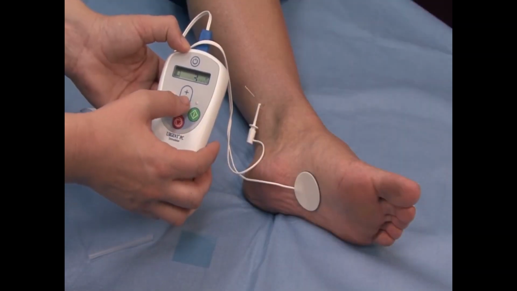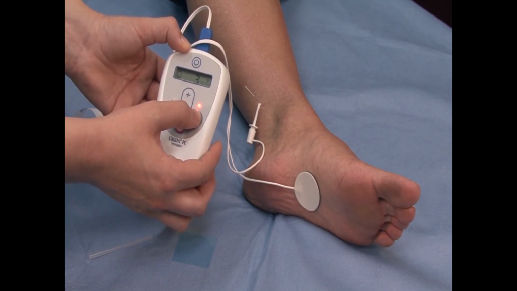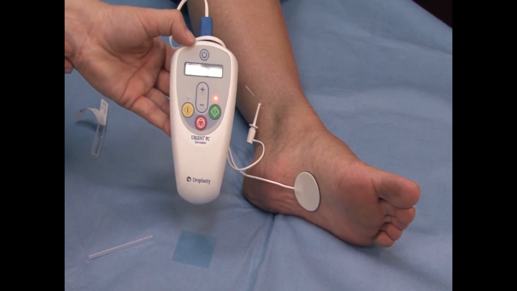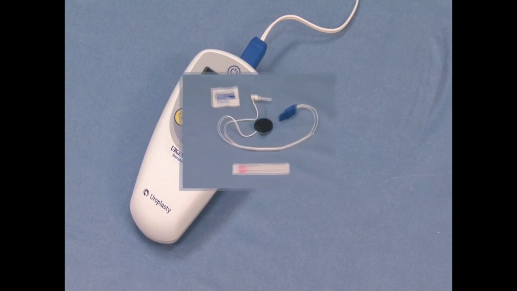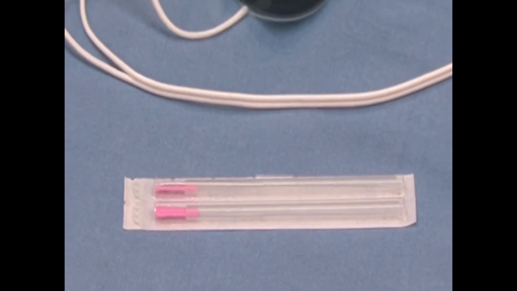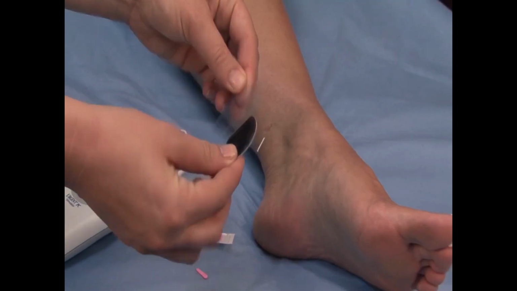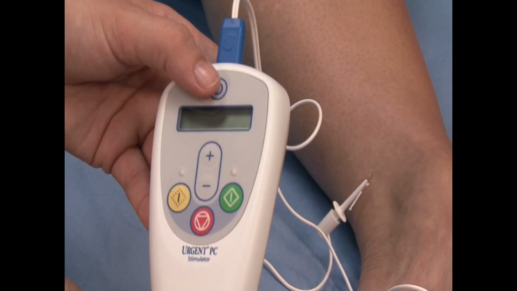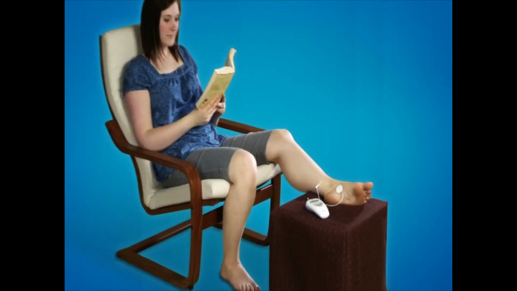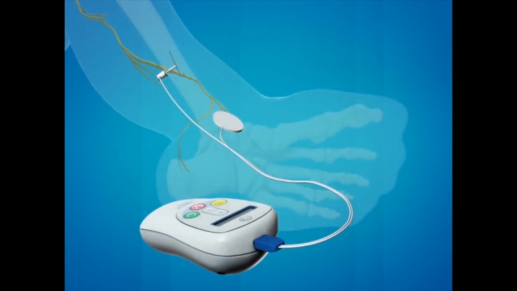The Urgent PC neuromodulation system is a low-risk, non-surgical treatment for overactive bladder. The Urgent PC system is a combination of the Urgent PC stimulator, which delivers electrical impulses, the needle electrode, which transfers the electrical impulses to the tibial nerve, and the lead wire, which connects the adhesive surface electrode, needle electrode, and stimulator. During the treatment, the patient sits with their foot elevated and the needle electrode in their ankle while receiving electric stimulation for 30 minutes.